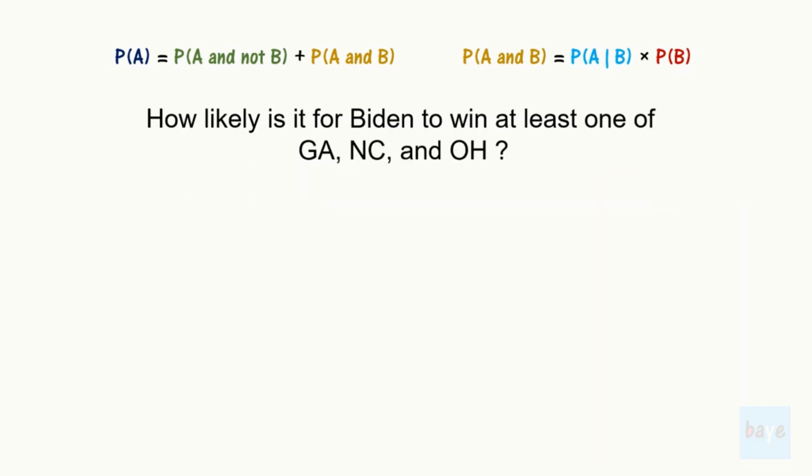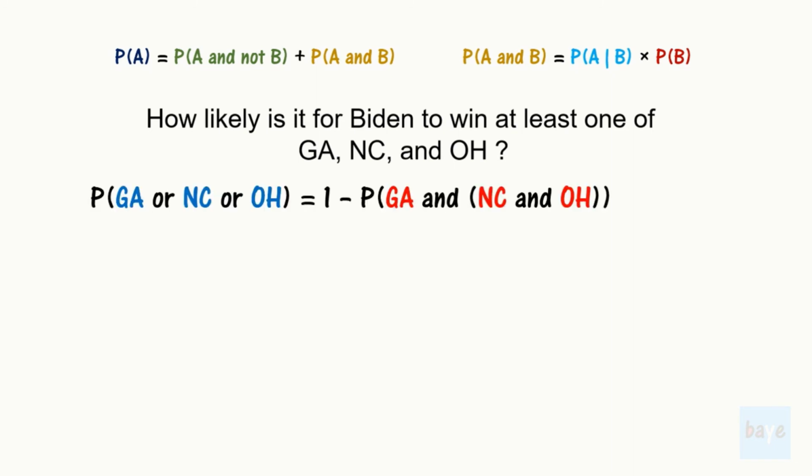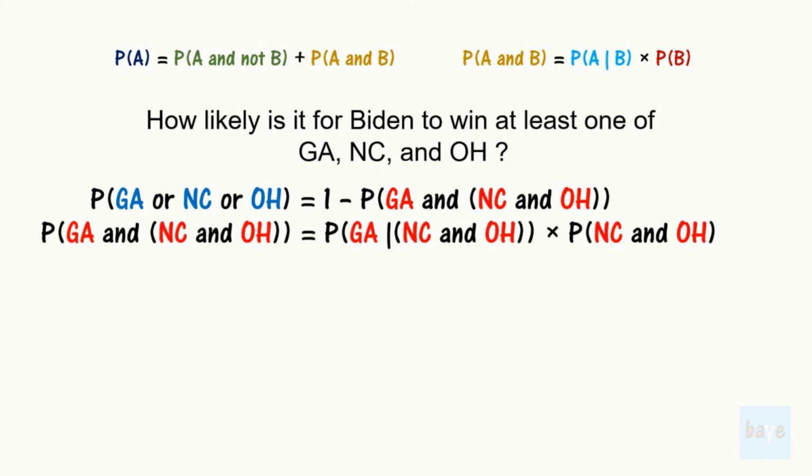How likely is it for Biden to win at least one of Georgia, North Carolina, and Ohio? There are only two cases here. Either Biden wins at least one of these three states, or Trump wins all of them. Because there are only two options, their probabilities must add up to 1. Using the brackets as provided, we can use the conditional formula and rewrite the probability for which Trump wins all three states. We can apply the conditional formula again.